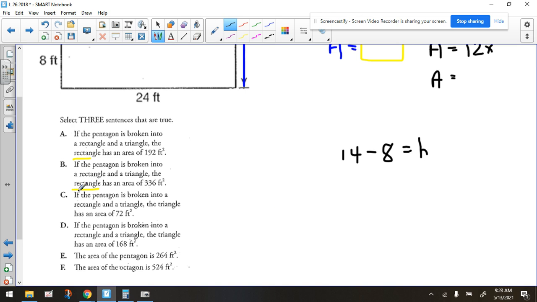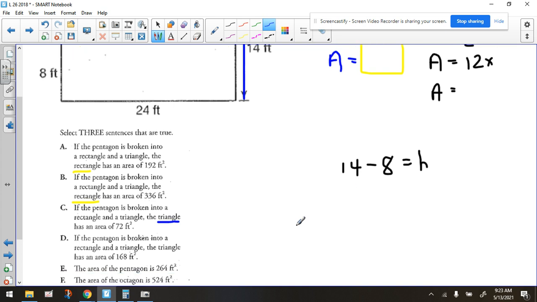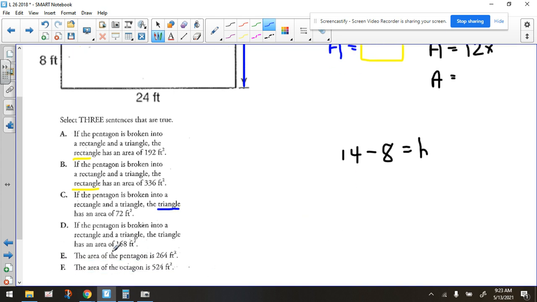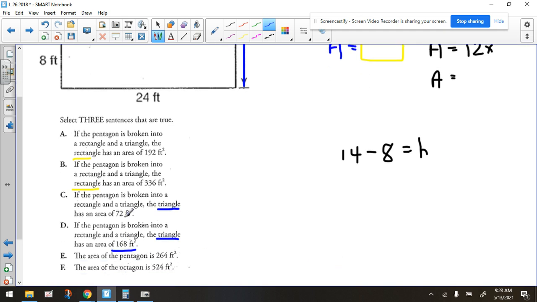It says for C, if the pentagon is broken into a rectangle and a triangle, the triangle has an area of 72 feet. So did you get 72 feet here? Because if you did, you're going to pick that. Or did you get 168 feet? Statement D says if the pentagon is broken into a rectangle and a triangle, the triangle has an area of 168 feet. So again, what did you get here? Because it's either going to be this or it's going to be this. And whatever it is, you're going to pick that.